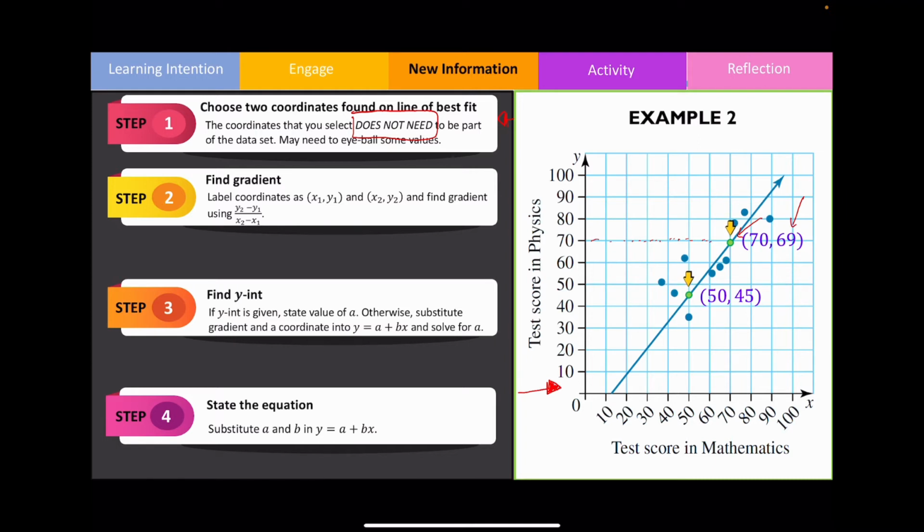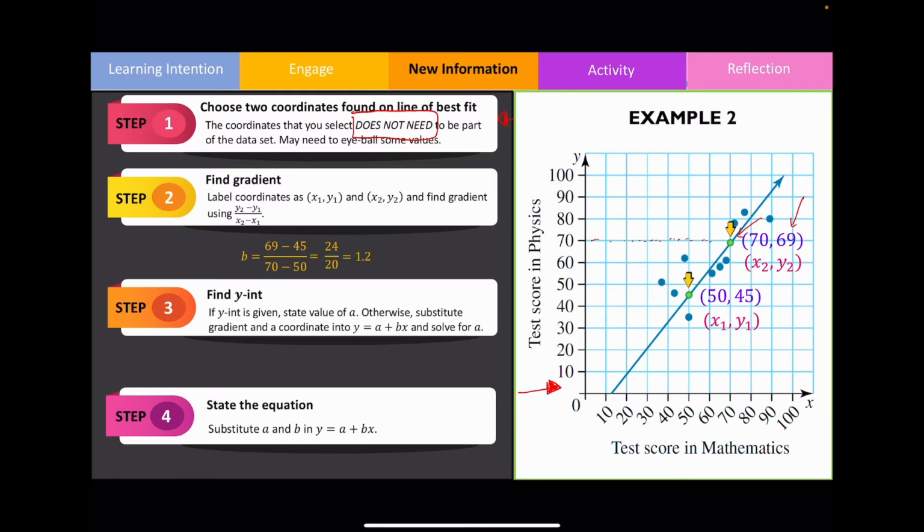After you've done this, what we need to do now is calculate our gradient. So I want to label the coordinates as so, and then just put the numbers into the formula. So 69 minus 45 over 70 minus 50, put that into the calculator, and this should equal 1.2. Afterwards, I'm going to find out what is the y-intercept.